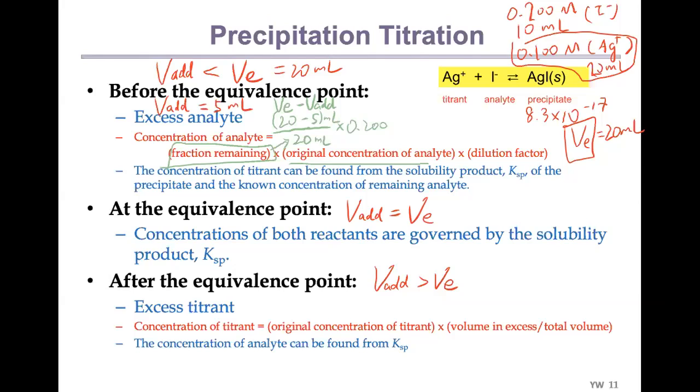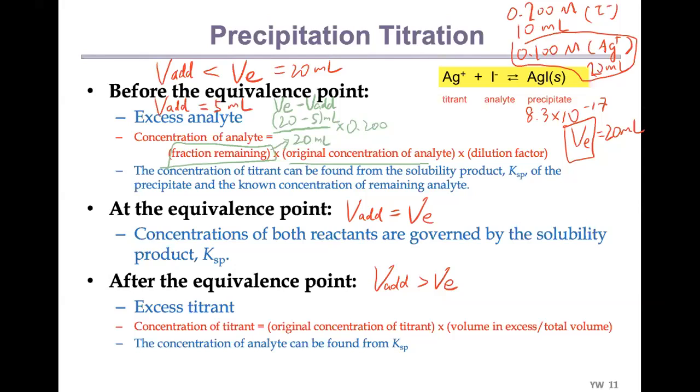Okay. So this is for iodide, right? We're calculating this for iodide, yes. So for example, in this case, we added 5 milliliter. It means that 1/4 of the analyte is being reacted. And that makes 3/4 of the analyte still remain in the solution. So the fraction remaining is 20 minus 5 divided by 20, which is 3/4, right?